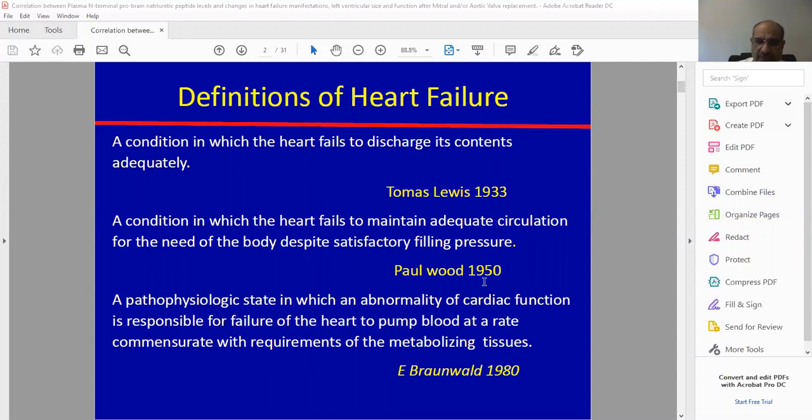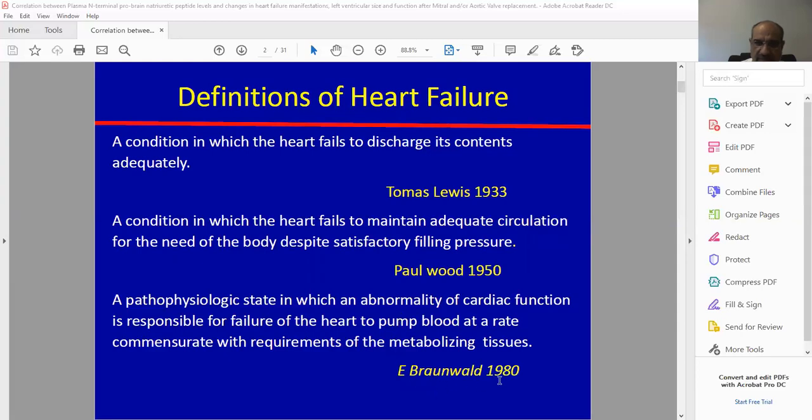Then Paul Wood in 1950 described heart failure as a condition in which the heart fails to maintain adequate circulation for the need of the body despite satisfactory filling pressure. So this was the first time to mention the importance of filling pressure to maintain adequate cardiac output.